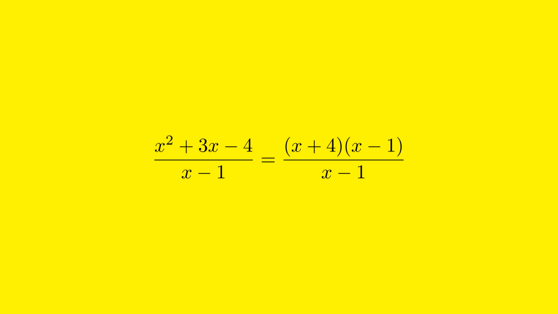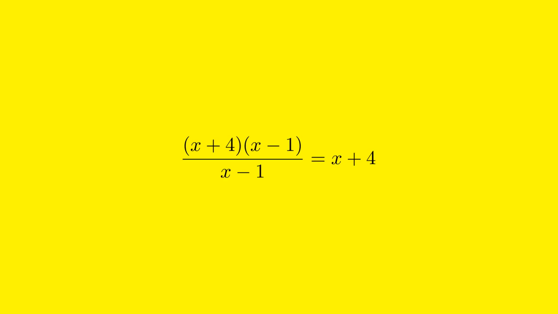To factor x squared plus 3x minus 4, we need to find two numbers that multiply to -4 and add up to +3. These numbers are 4 and -1. So, we can rewrite the numerator as (x plus 4) times (x minus 1). Now the given expression is transformed to (x plus 4)(x minus 1) over (x minus 1). The numerator is factored into two binomials, which are x plus 4 and x minus 1. This completes the first step, preparing us to simplify further in the next step.